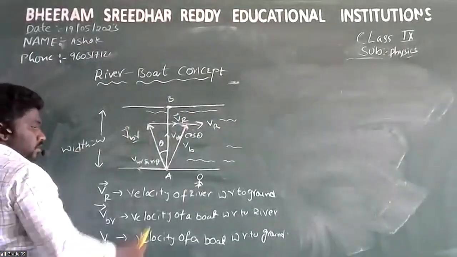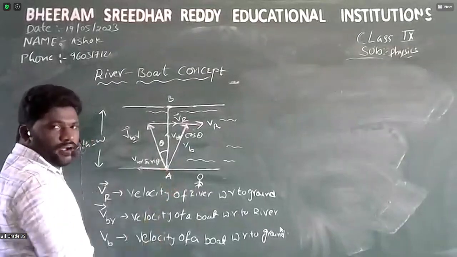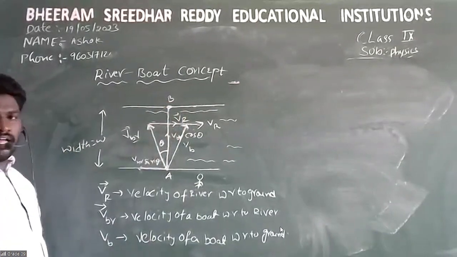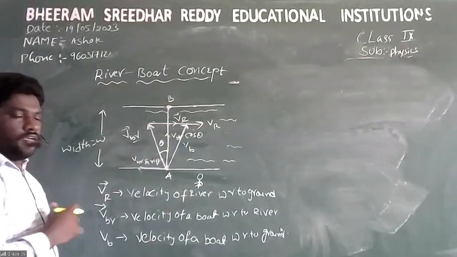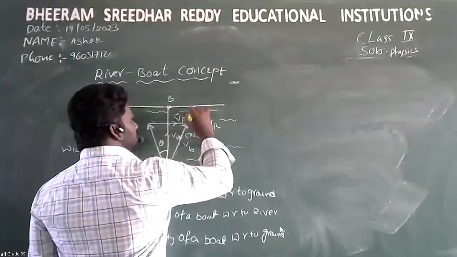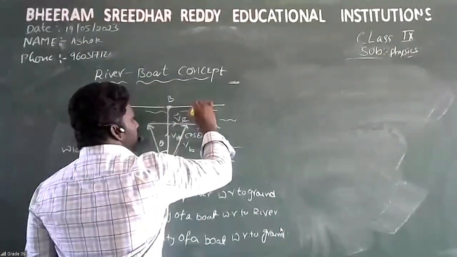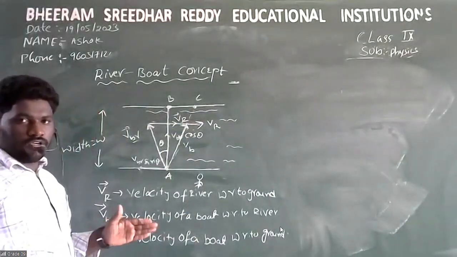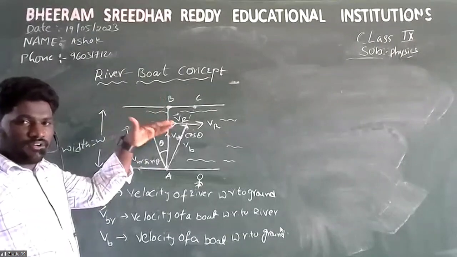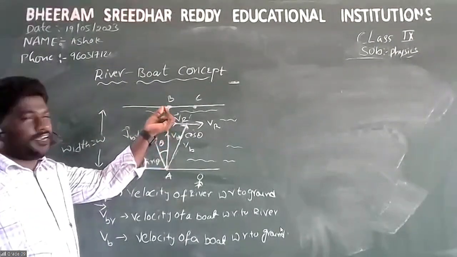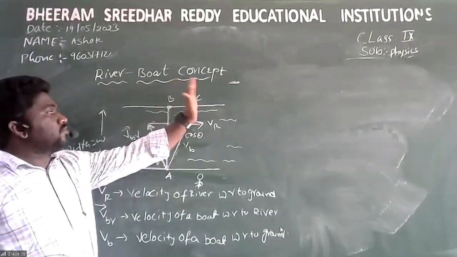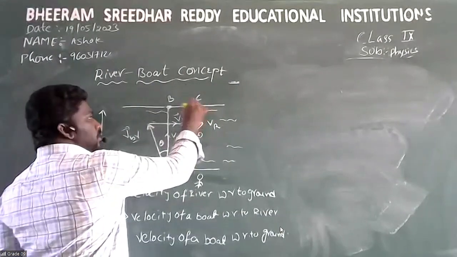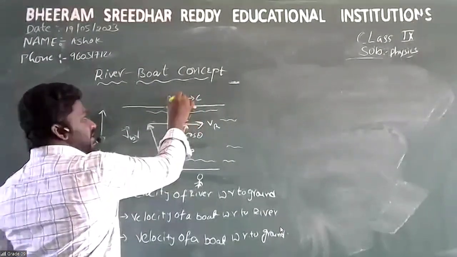Here, the person started from point A. He wants to reach point B. Due to the heavy flow of the water, the person finally reaches a point here, say point C. Due to the river flow, the boat will not exactly reach point B. It may suffer some deviation, and it may come to here. This horizontal distance is called the drift.